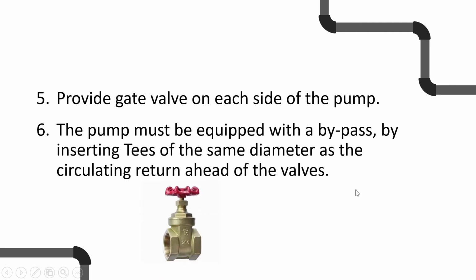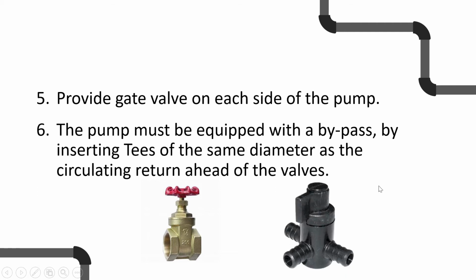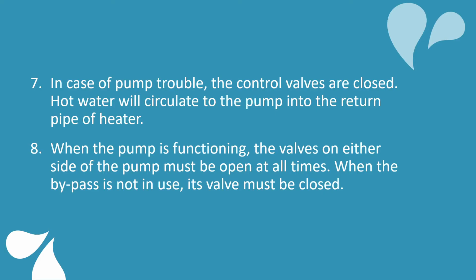So ito po yung itsura ng gate valve kung sakaling di nyo alam. 6. The pump must be equipped with a bypass by inserting teeth of the same diameter as the circulating return ahead of the valves. 7. In case of pump trouble, the control valves are closed. Hot water will circulate to the pump into the return pipe of heater.